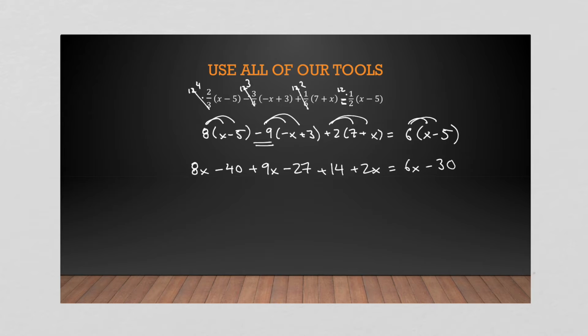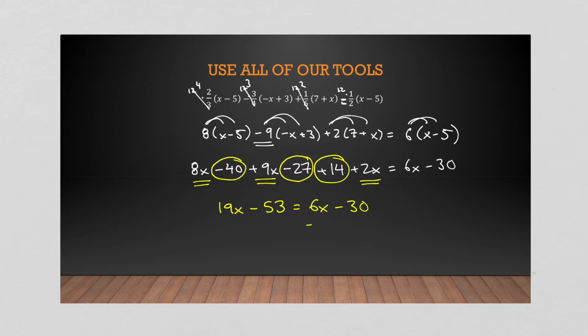So what we're doing now on the left side of the equation is we're going to group our like terms. So 8x plus 9x plus 2x, so that's 17, that's 19x, and then negative 67 plus 14 is going to be negative 53, and that equals 6x minus 30. So where do we go now?